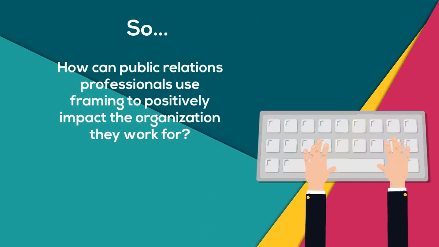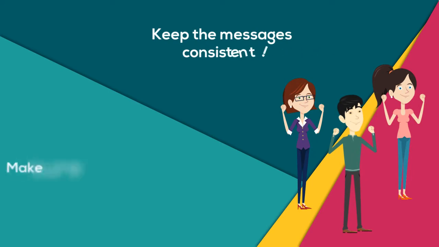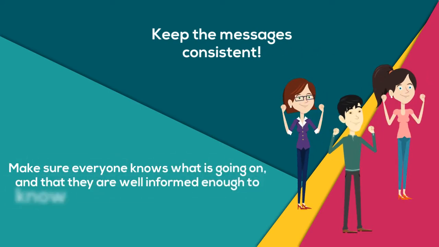So, how can public relations professionals use framing to positively impact the organization they work for? Keep the messages consistent. Make sure everyone knows what is going on and that they are well informed enough to know when a headline is being twisted.